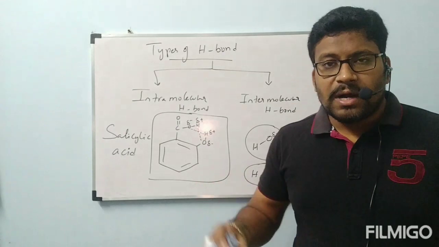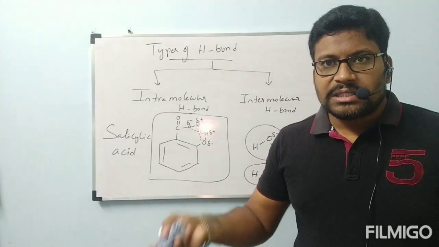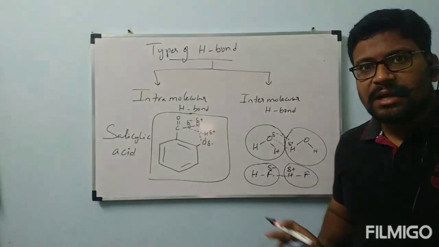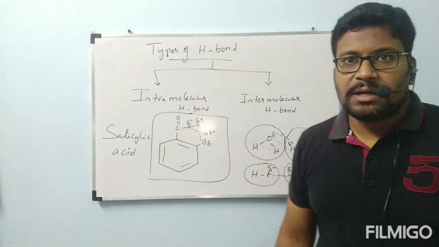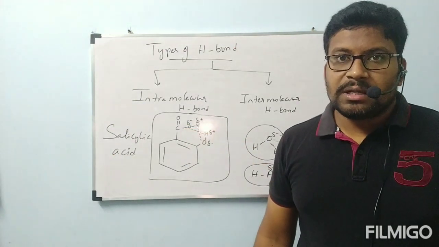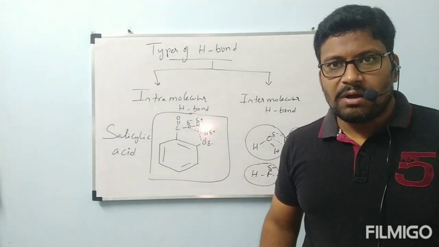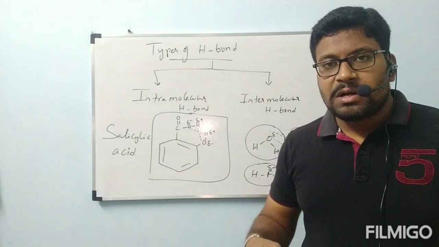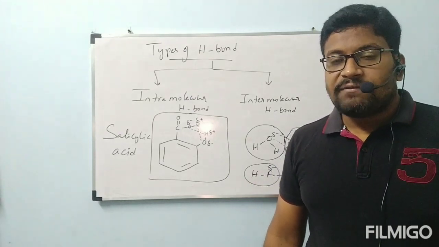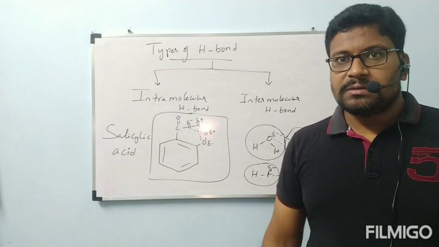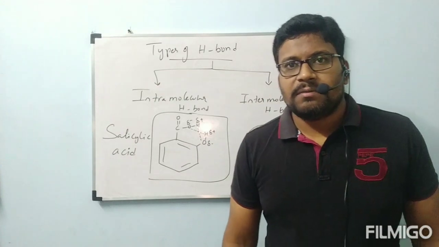Till now, what major examples have we studied? Water, NH3, and HF. All these come under intermolecular hydrogen bond. This is the example for intramolecular. Further examples of intramolecular we will see in organic chemistry. But you have to remember that if a hydrogen bond is present in the molecule itself, that is called intramolecular hydrogen bond. If a hydrogen bond is present between the molecules, that is called intermolecular hydrogen bond. These are the types of hydrogen bond.